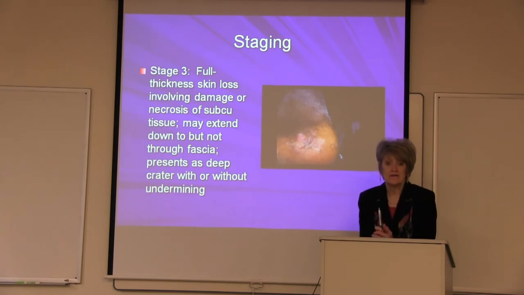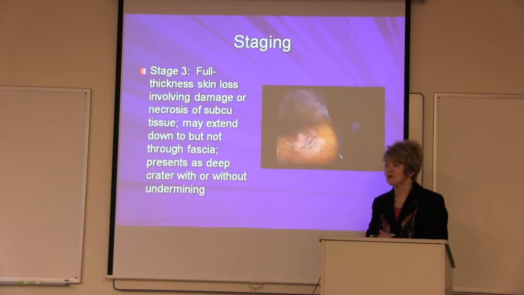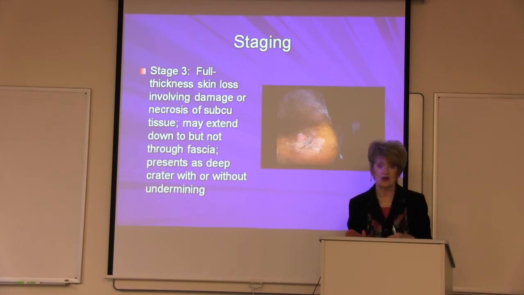Stage 3, by definition, extends through the skin layers into the fat. So most stage 3 lesions would be shallow craters with yellow-pink adipose tissue in the base. With the stage 3 lesion, you could have some slough because now you're down to the adipose tissue, and if some of that adipose tissue was necrotic, you could have slough in the wound bed. You might have some tunneling or undermining.